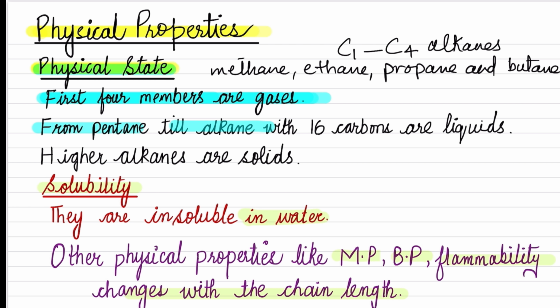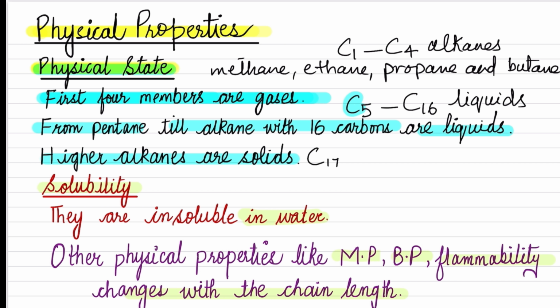From pentane till alkane with 16 carbon atoms, they are liquids at room temperature and pressure. Higher alkanes are solids. This means that from pentane C5 to hexadecane with 16 carbon atoms, they exist as liquids. And from alkane with 17 carbon onwards, they exist as solids. So, as we go down the homologous series, with the increase in the number of carbon atoms, the forces of attraction are getting stronger. So, the compounds change their state from gases to liquids and liquids to solids.